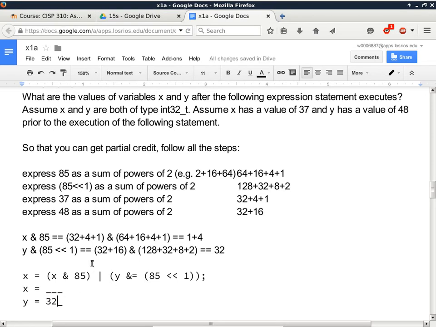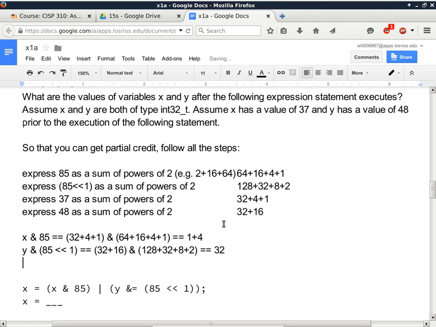X is a little bit more complicated because we have to figure out what this value is, and then do a bitwise OR. So the bitwise OR is like this, okay? The bitwise OR is basically 1 plus 4 on one side, bitwise OR 32 on the other side. And with bitwise OR, it is kind of the opposite of bitwise AND.